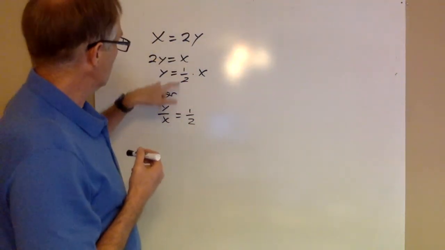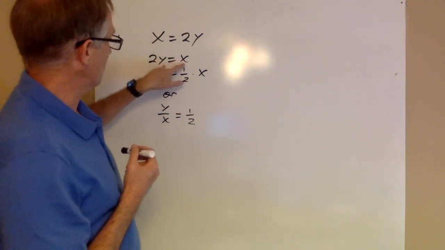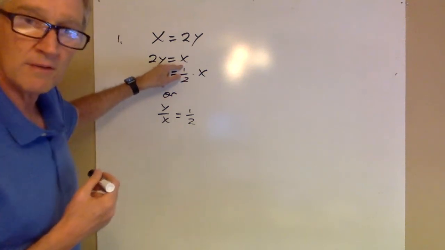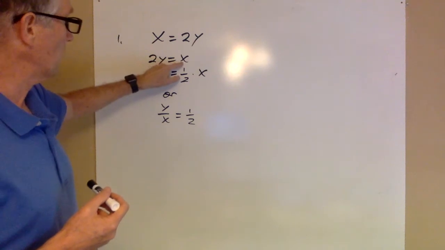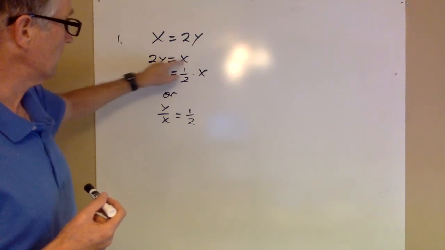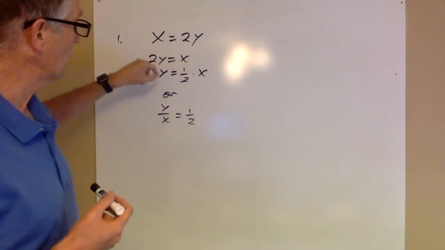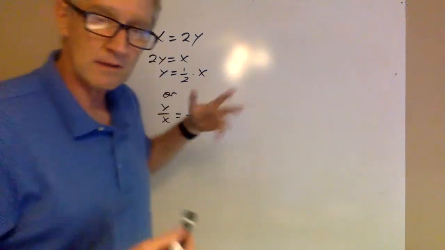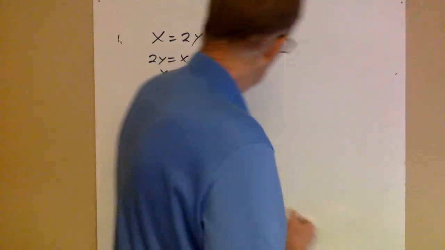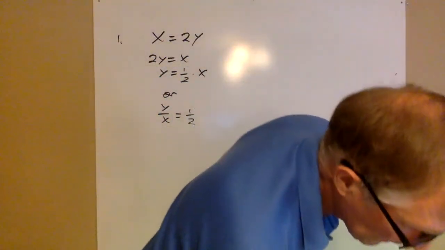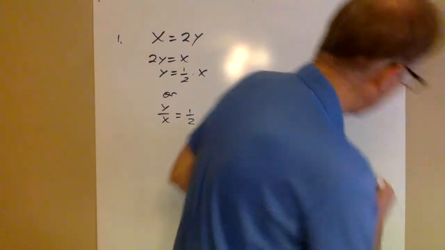Notice when these are in the numerator on opposite sides of the equal sign, that's going to be a direct relationship. I'll say that again. When these are in the numerator on opposite sides of the equal sign, that's going to be direct. When they're in the numerator and they're both on the same side of the equal sign, that's going to be inverse. Just a little clue. So if we look at this next example, 2xy equals 10.